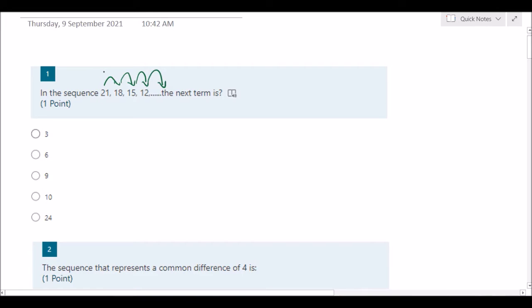It's going down by 3, minus 3, and I can do that by finding the common difference, which is, remember, any term minus the previous. So let's say I use this term, take away the previous term, which is 21, and that gives me minus 3. Hence I have minus 3 as my common difference. That means the next number after 12, take away 3, is equal to 9.